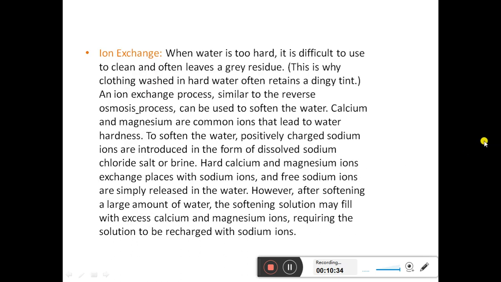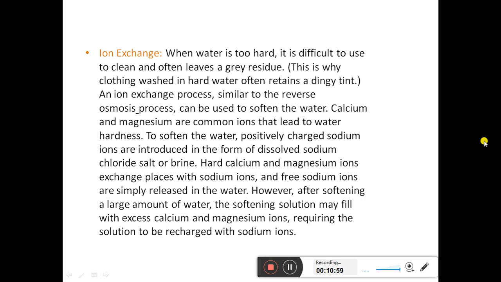Next method is the ion exchange. When the water is too hard, it is difficult to use to clean and often leaves a grey residue. That is why the clothes washed in the hard water often retain a dingy tint color. An ion exchange process similar to the reverse osmosis process can be used to soften the water.